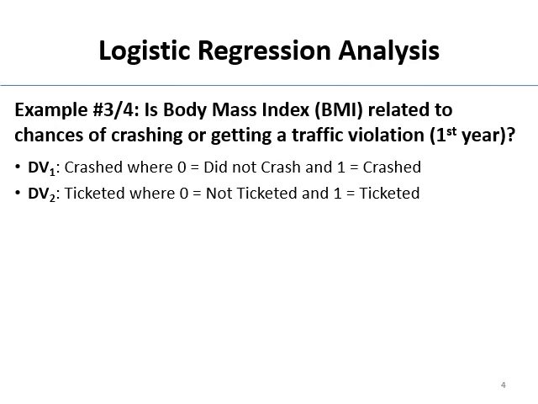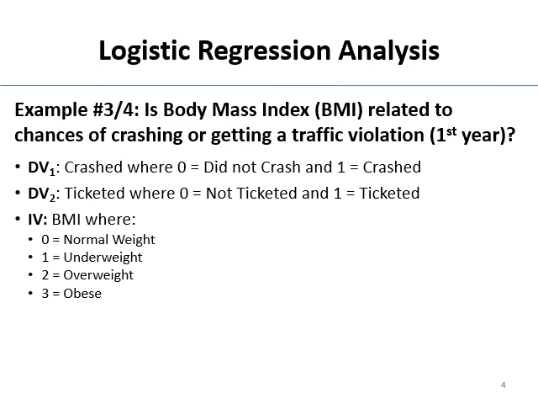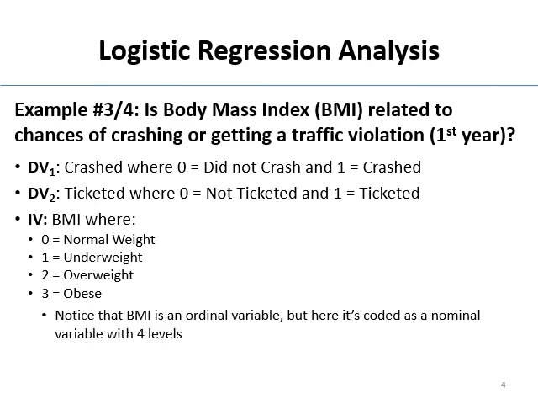So there are 2 different DVs here. This would be 2 separate logistic regressions. Your independent variable, though, is something a little different. It's 0 for normal weight, 1 for underweight, 2 for overweight, 3 for obese. Notice that BMI is an ordinal variable, but here I've coded it as nominal with 4 levels. I've made 0 normal weight, then 1, 2, and 3, the non-normal weights, as other categories. So 0 is normal weight, so all the other weights are going to be compared to the normal weight when the logistic regression analysis is run.